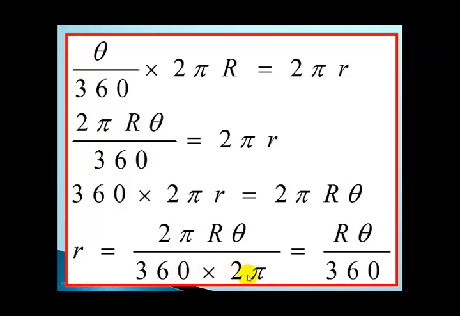And take note that 2 pi will cancel 2 pi. And so we are left with r theta at the top divided by 360 at the bottom. So r, which is the base radius of the cone, is calculated using the relation r theta divided by 360. And that is the proof of where the formula r theta divided by 360 is coming from. So the base radius of the cone is calculated using the relation r theta divided by 360.